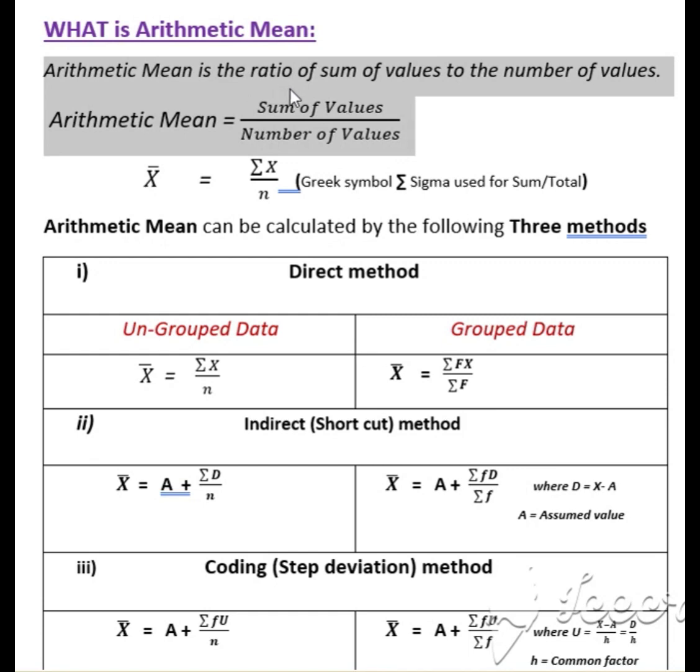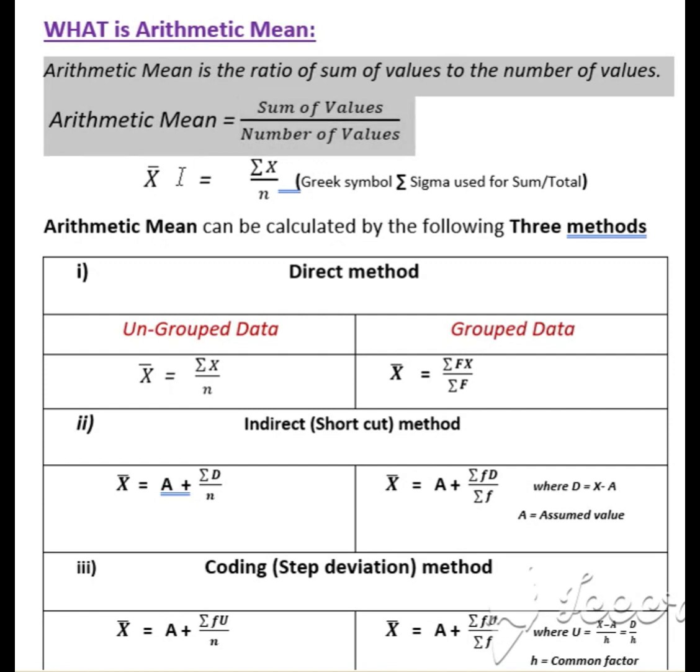So what type of ratio? The sum of values to the number of values. So it is the sum of values divided by the number of values. This is the basic definition of finding arithmetic mean. Any type of arithmetic mean you want to find, first of all find the sum, meaning the total of the values, then divide by the number of those values.